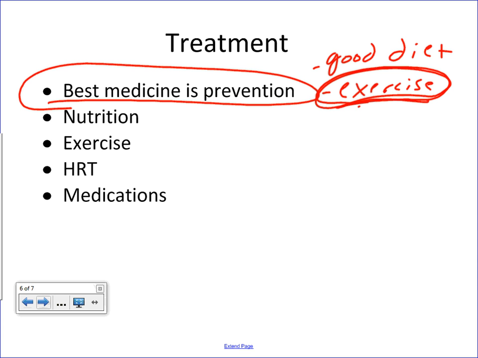A combination of good diet and exercise is a good way to prevent, or at least limit, the effects of osteoporosis. And again, that comes from adequate calcium intake, protein intake, and so on.